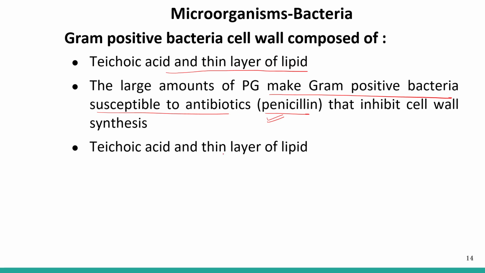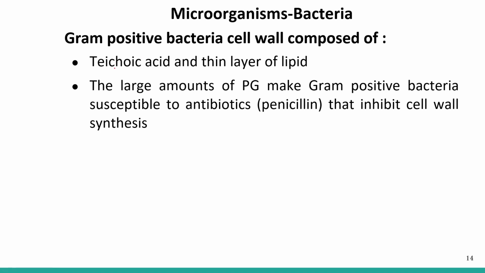And teichoic acid is a thin layer of lipid that is also present here. Gram positive bacteria have teichoic acid as a thin layer of lipid. So they have a thin layer of lipid in the form of teichoic acid also, right? A large amount of peptidoglycan makes gram positive bacteria susceptible to antibiotics like penicillin, right? So they are susceptible to antibiotics like penicillin because they have a large amount of peptidoglycan, and penicillin inhibits the cell wall synthesis, right?